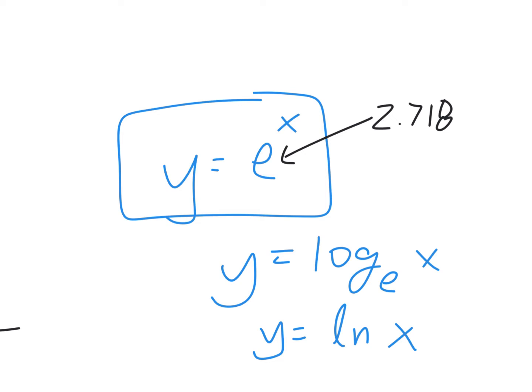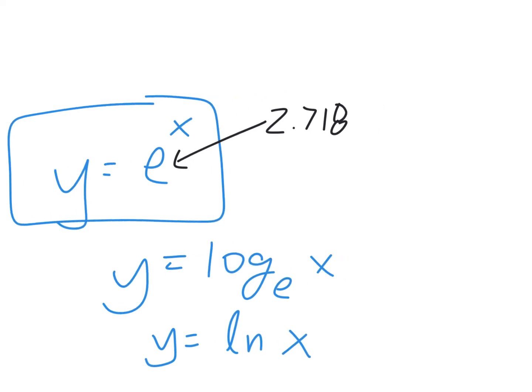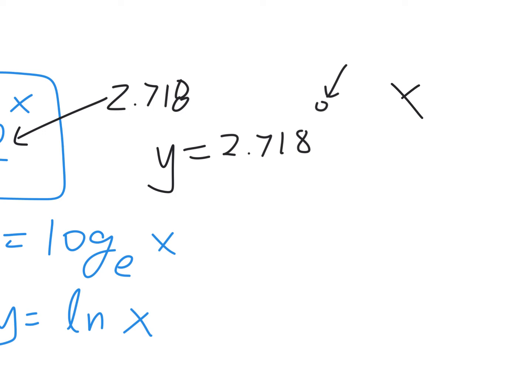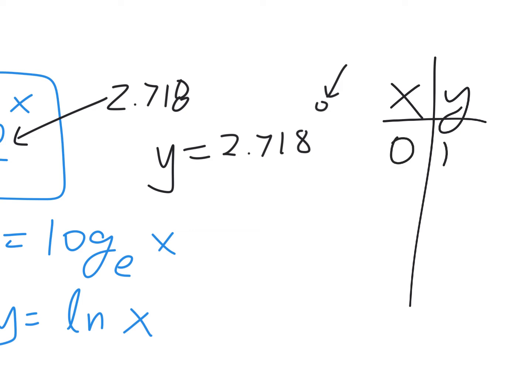For right now, I'm just going to tell you that you can graph it if you know that it's 2.718. Let me prove it to you. Y equals 2.718 to the 0 power. What's that equal to? 1. Boom. I know a point. If x is 0, y is 1. So 0, comma 1. It's an xy chart. You can graph anything with an xy chart, even weird things like e to the x. If I stick in 0, I get 1. What if I stick in 1? I get 2.718.